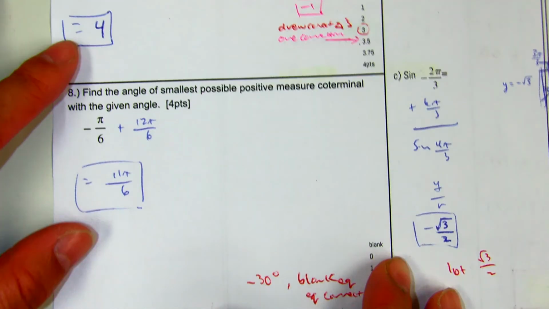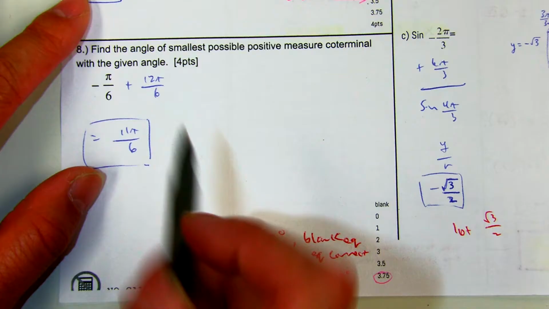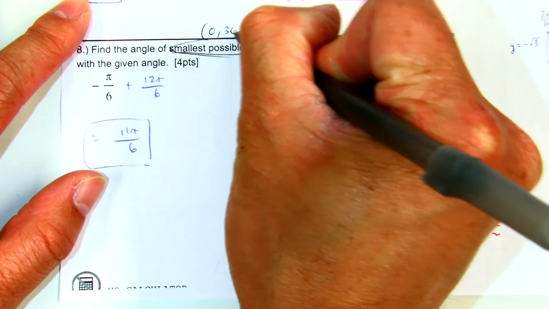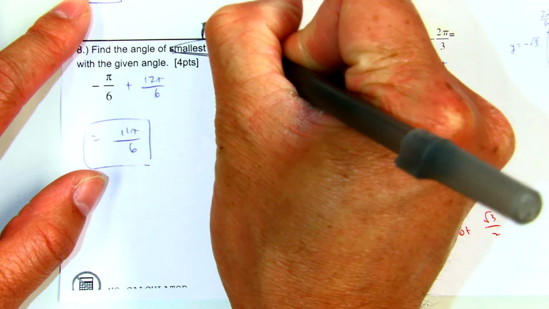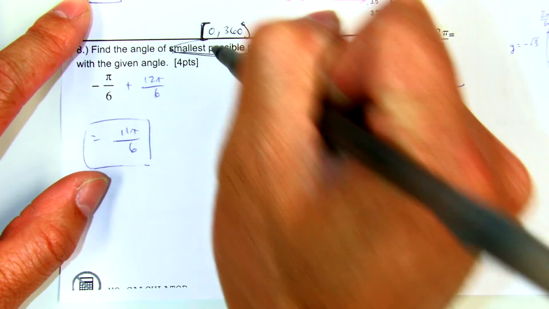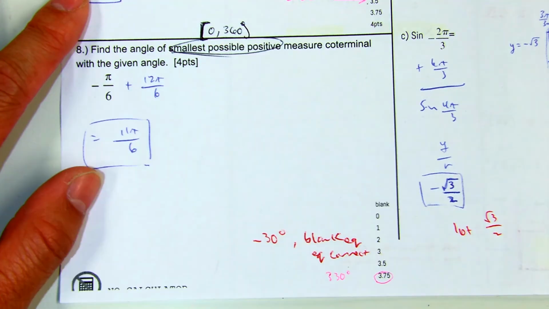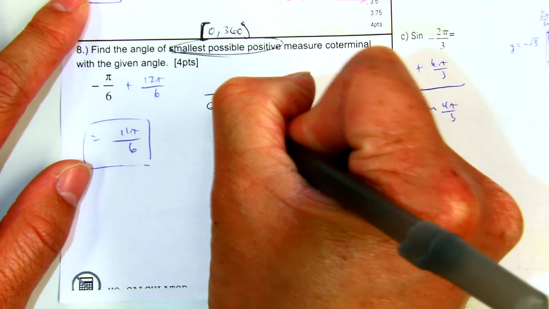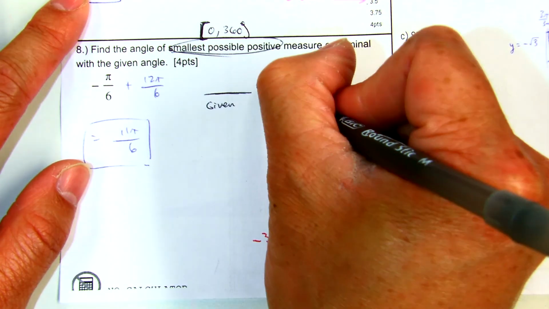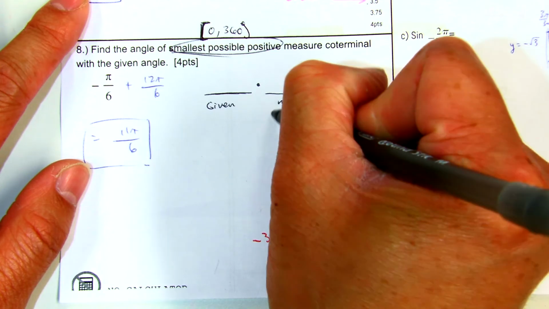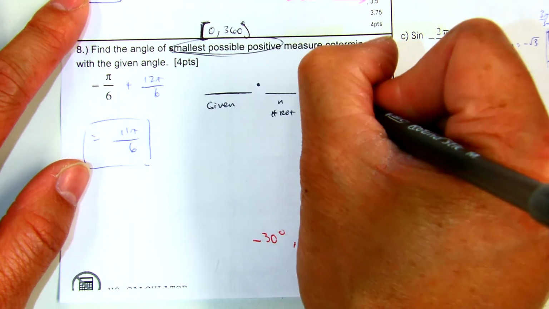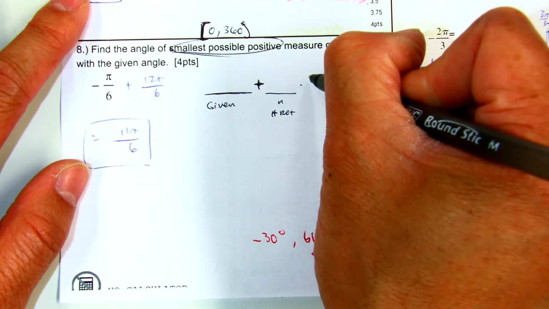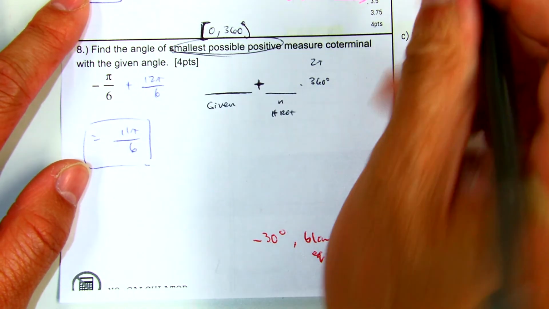Question number 8. Find the angle of smallest possible positive measure. That just basically means you need a number between 0 and 360 degrees. You can include 0, not 360, because it's coterminal with a given angle. So we kind of made this equation: given angle plus n times, where n is the number of rotations, either positive or negative. So you would add that, times whatever you have, 360 degrees or 2 pi. And this would give you the new one that you needed.